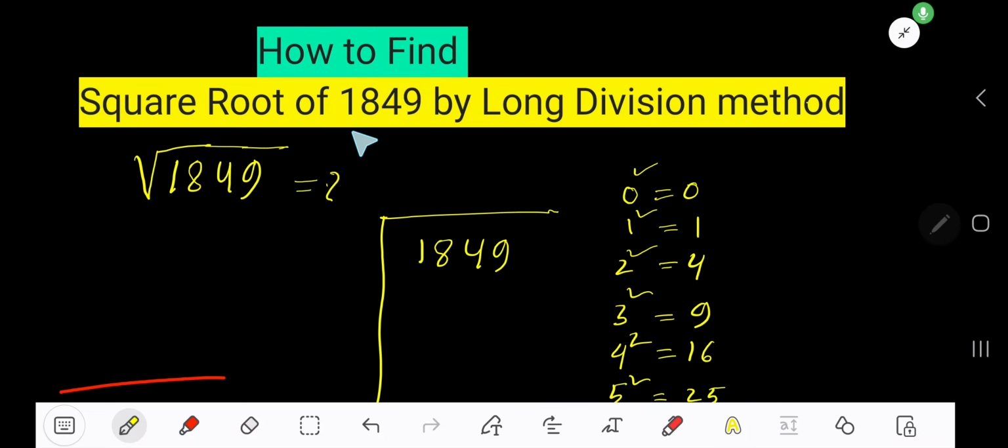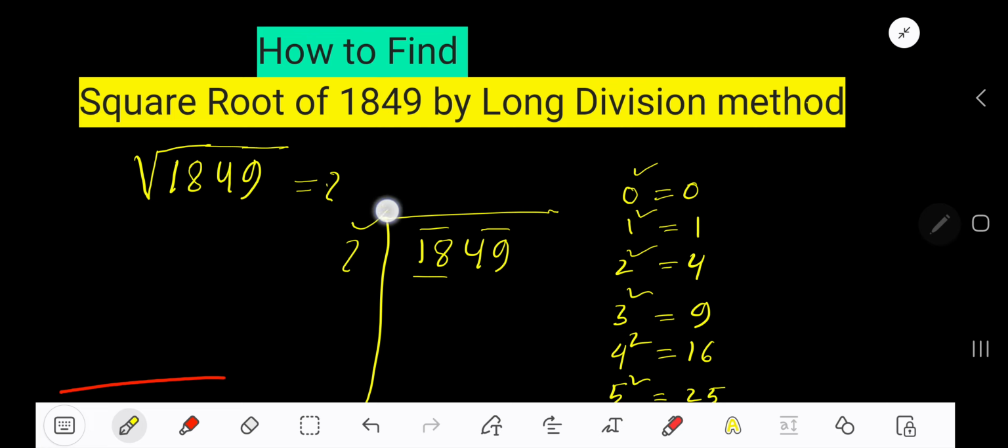To find the square root of 1849 by long division method, make pairs from right-hand side to left-hand side. This is your first pair, this is your second pair. Okay, consider this second pair.